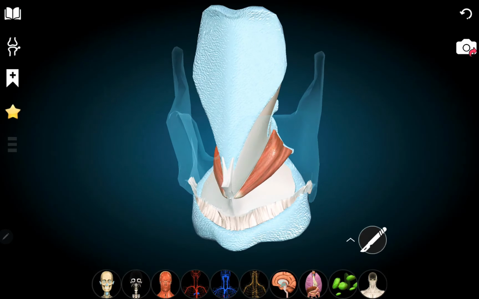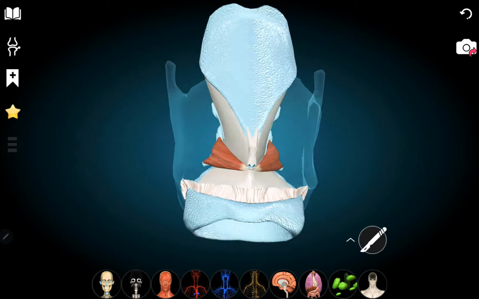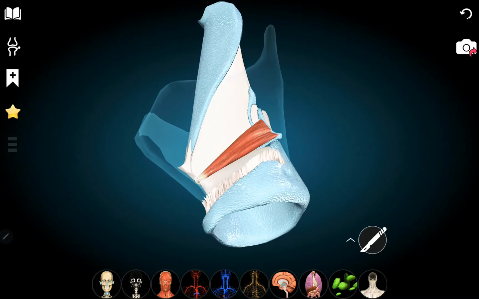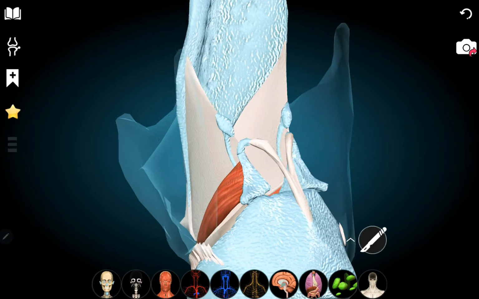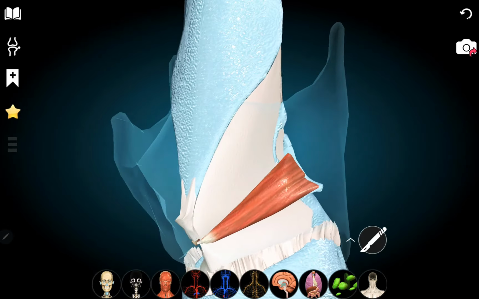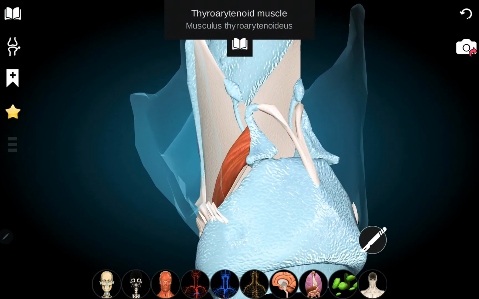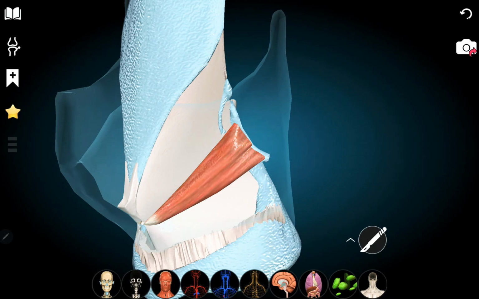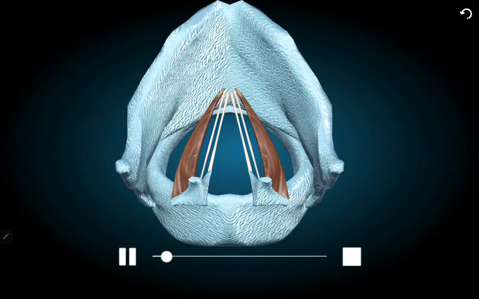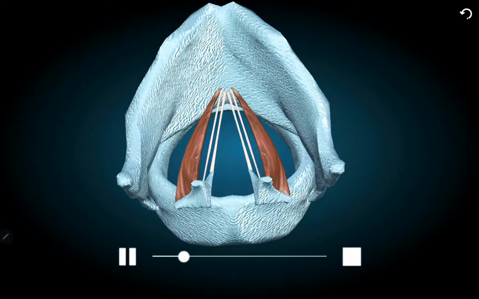thyroarytenoid. So if you can appreciate, I have faded the thyroid cartilage, and if you can see, originating from the thyroid, inserting into the arytenoid. So this is the thyroarytenoid muscle, right? This is the thyroarytenoid muscle, and it is going to relax the vocal cord. So guys, the only relaxer of the vocal cord is the thyroarytenoid.